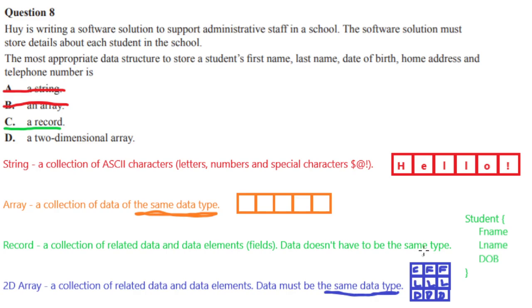But the thing here is that the data stored in a 2D array must be of the same data type. And we do want that flexibility of having different data types. So that's why we don't pick our two-dimensional array here. So in the end, our answer is a record.